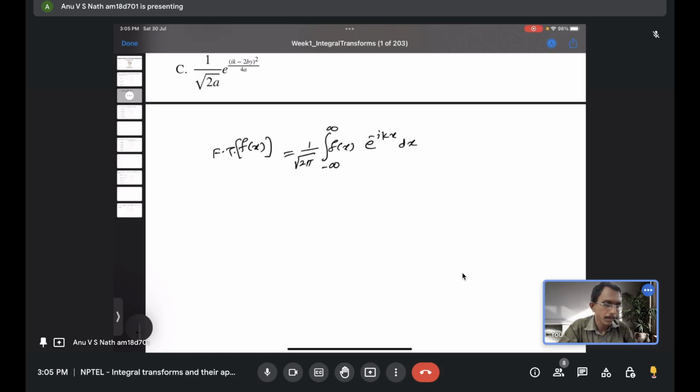And its inverse: let's say we denote this as f hat of k. Then the integral from minus infinity to plus infinity of f hat of k times e raised to plus ikx dk, again with the normalization constant 1 by square root of 2 pi, gives you back f of x, which is the inverse Fourier transform of f hat of k. I hope all of you know this. This is the basic thing that we need to know, and if we need anything more than this, I will discuss it as we go through the problems.